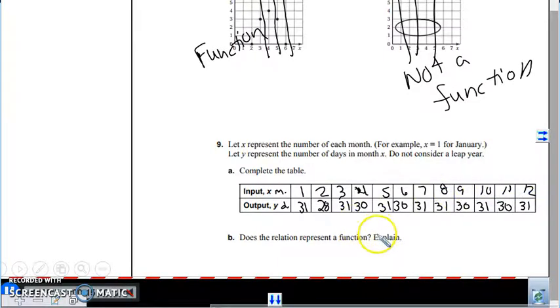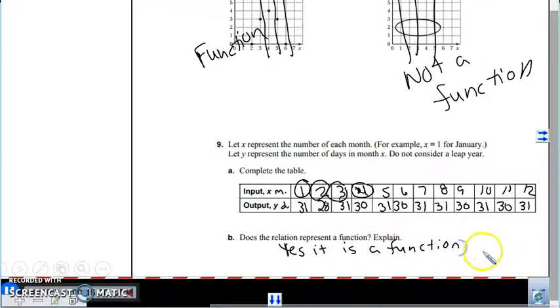All right, does this represent a function? Did 1 go to more than one number? No. Did 2 go to more than one number? No. Did 3 go to more than one number? No. 4, 5, 6, 7. This is a function. Yes, it is a function because every input, every month, had days outputted. January didn't have 2 separate days of the month, because we didn't consider a leap year, okay?